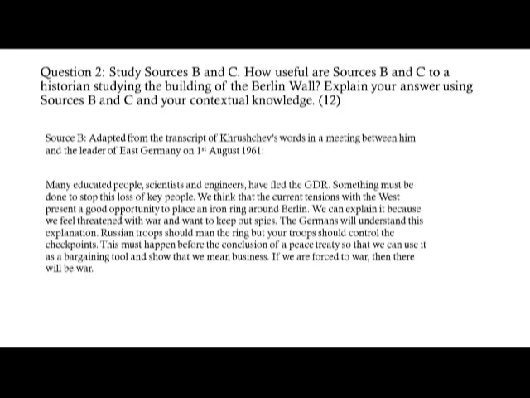So this is an assessment that we put together for this year's Year 10. And there's a big possibility that the Berlin Wall could come up as a question too, so it's a good one to have a go at. So the question reads, study sources B and C. How useful are sources B and C to a historian? And here's the crucial part of the question now, studying the building of the Berlin Wall. Explain your answer using the sources and, of course, your contextual knowledge. So this is worth 12 marks, and you should spend 15 minutes at least on this question.